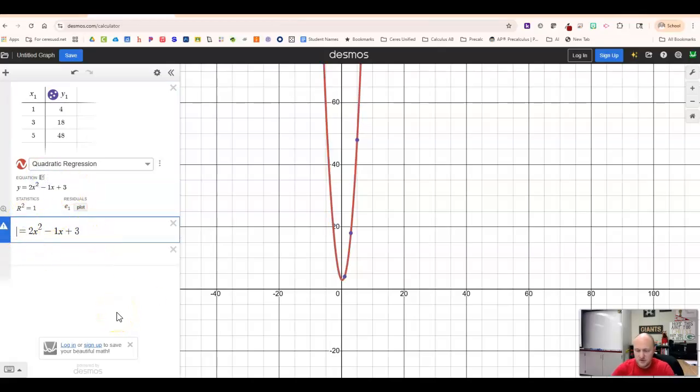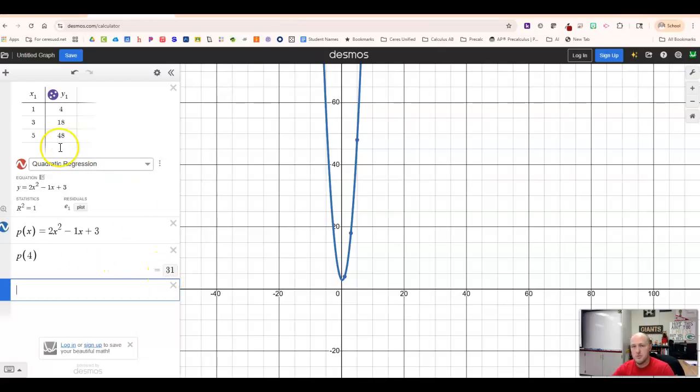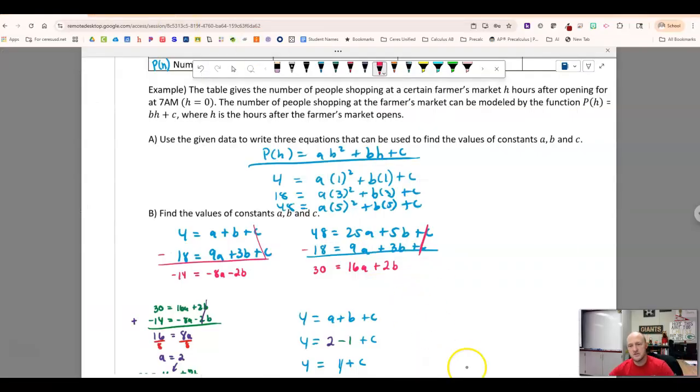And you can do lots of things, right? Like I can call this the number of people based upon x. It's called P now. So if I want the number of people at this farmer's market in 4 hours, I can enter 4 and it'll tell me 31 based upon this regression or this model. And again, it's just a prediction. So that is one way, if you have access to graphing technology, that you can solve these equations. Pretty cool, right?